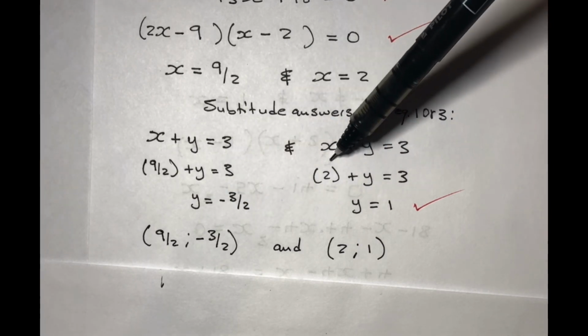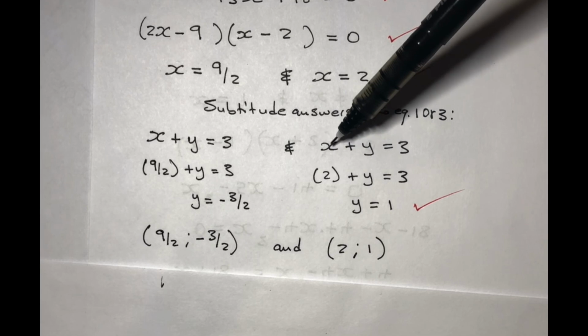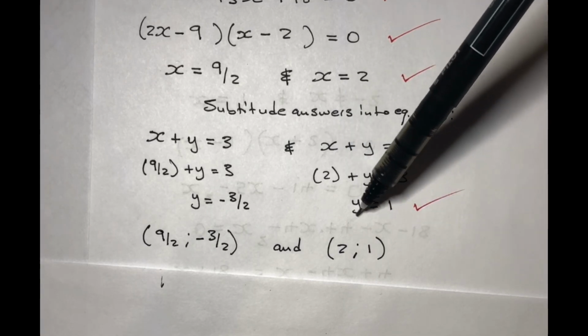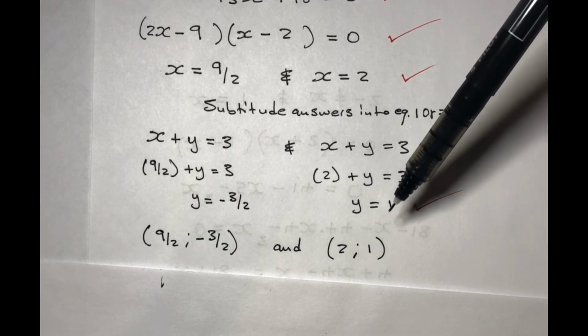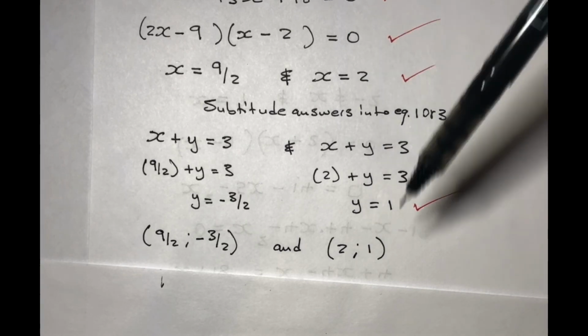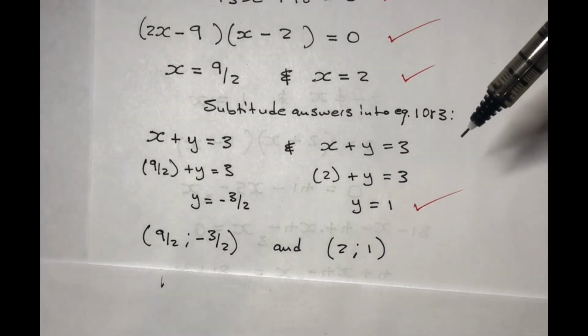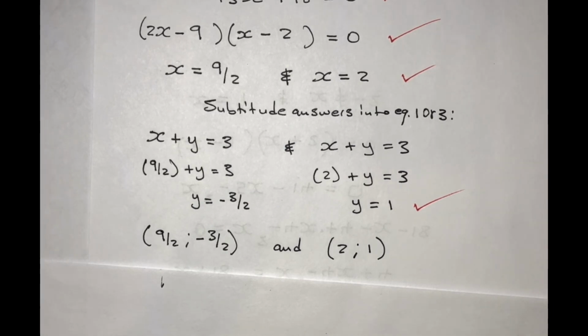You do the same on this side. You substitute 2 in place of x and solve for y. You finally get y as 1. So where x is 2, your corresponding y value is 1. So that's how you solve simultaneous equations, and this is where you score your marks.